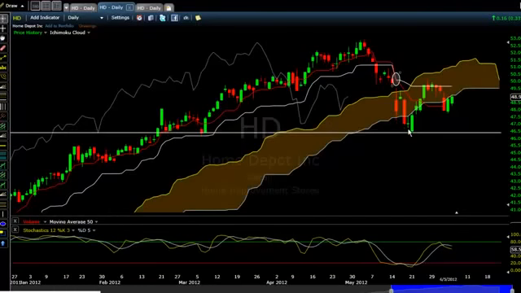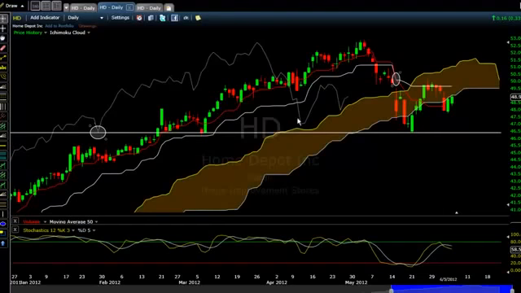In the future, we can view that as an area of likely support. You can see what happened here. Okay, Chikou was above price, so that's bullish. That's another thing about price above Tenkan-sen and Kijun-sen. As long as Chikou stays above price, that's bullish.